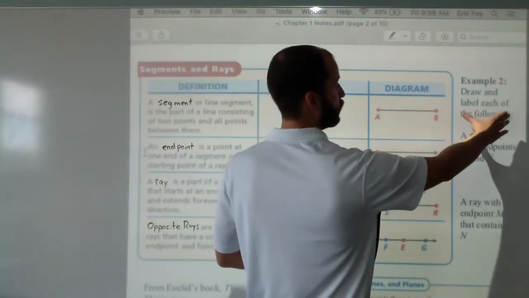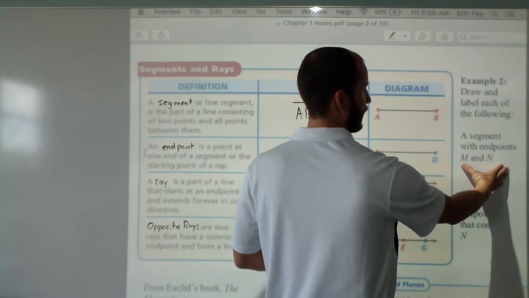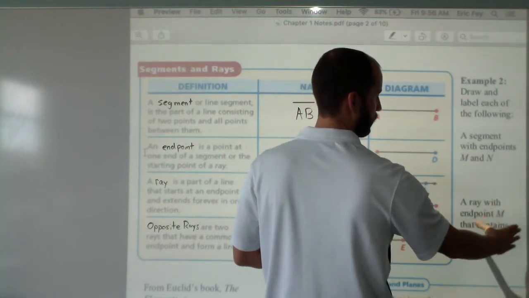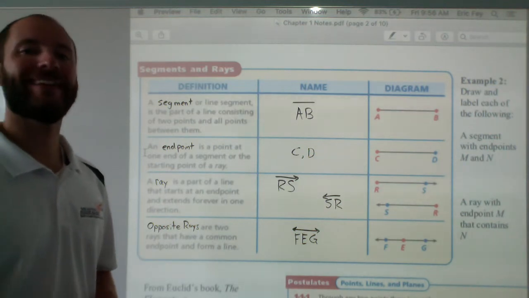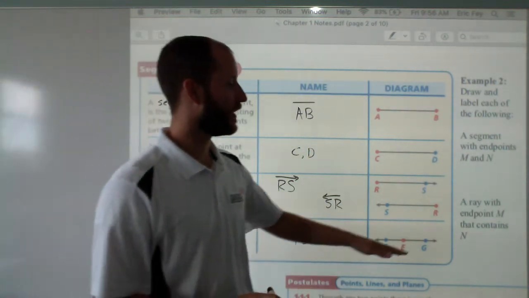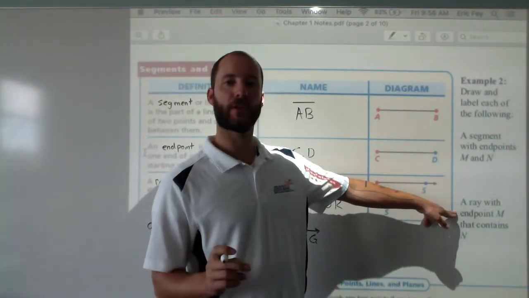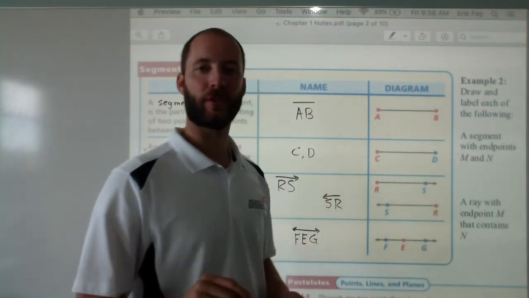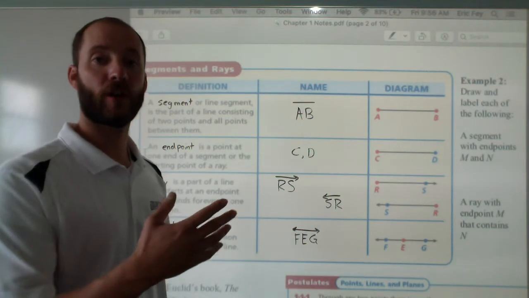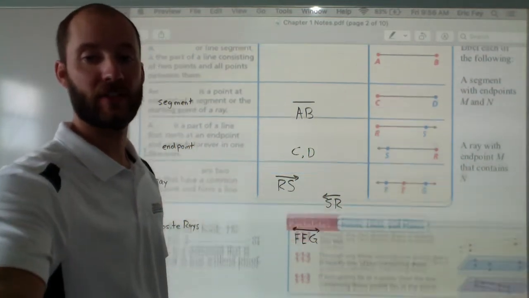So example 2, draw and label each of the following. Draw a segment with endpoints M and N. Draw a ray with endpoint M that contains N. Order here is very important. One of those points is the endpoint. The other one is on the ray. So you can try those drawings, take a look at my completed notes to see how you did.